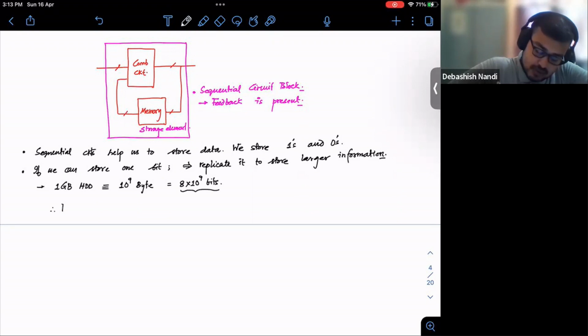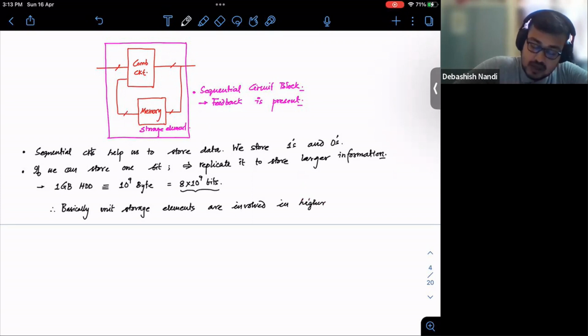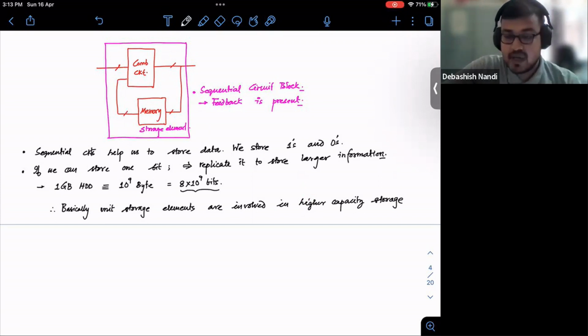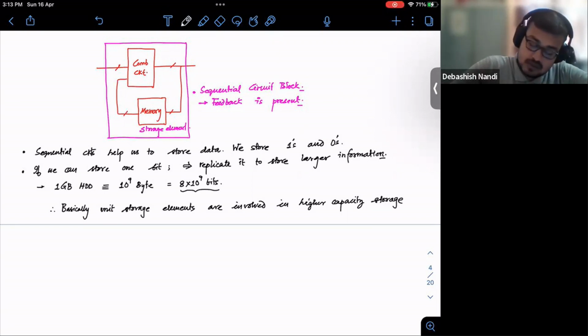So basically, unit storage elements are involved in higher capacity storage devices. Now, you must have heard of SRAM, DRAM. Those are different concepts, but building upon the same one, right? You have a certain kind of memory. Now, the matter is how you can store the data. So it is a storage element.